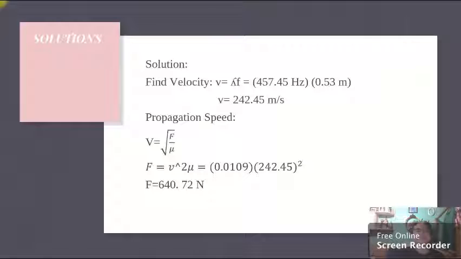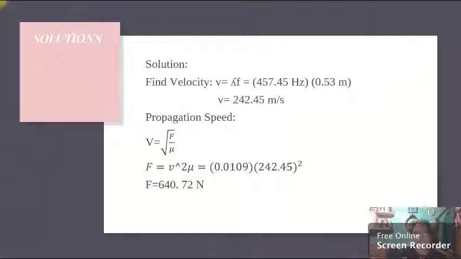And then in order for us to find the tension force, we're going to use the wave speed on a string in terms of its tension and its mass per unit length, or mu. So we're going to use this equation and then we're just going to rearrange it, and then F is equal to v squared mu. So plug in the values that we have and we're going to arrive at an answer of 640.72 newtons.